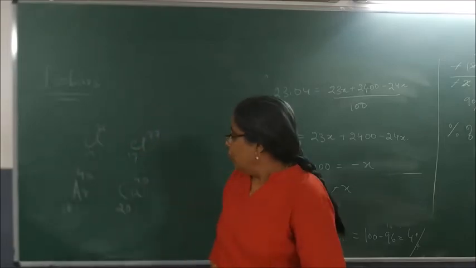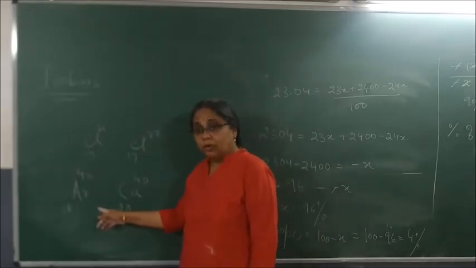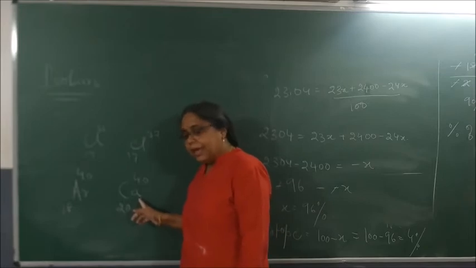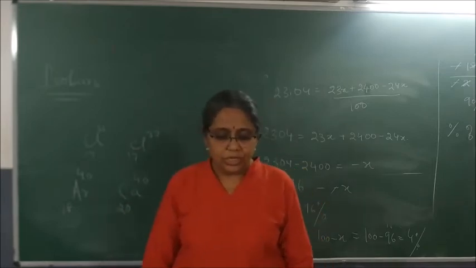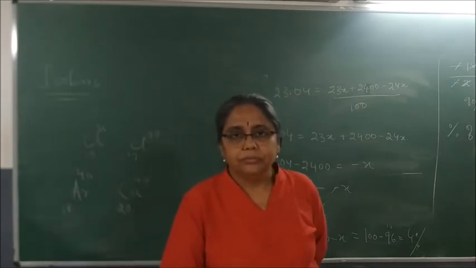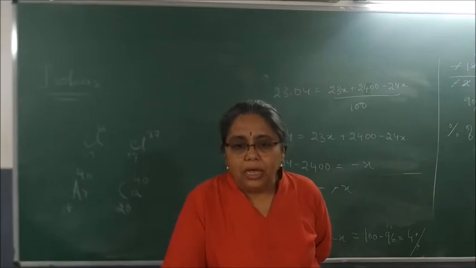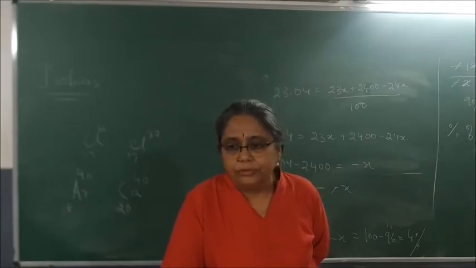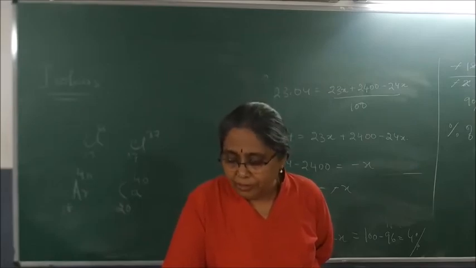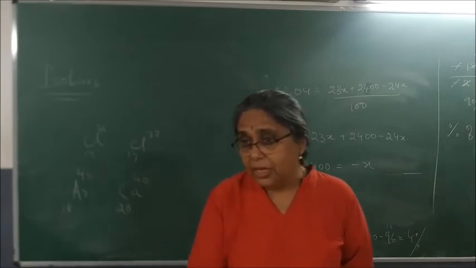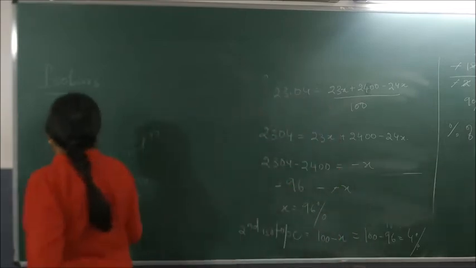Example, what is Ar? Argon. What is Ca? Calcium. Argon and calcium are isobars to each other. Fine? Please write. After writing this, write the number of electrons, protons, neutrons.